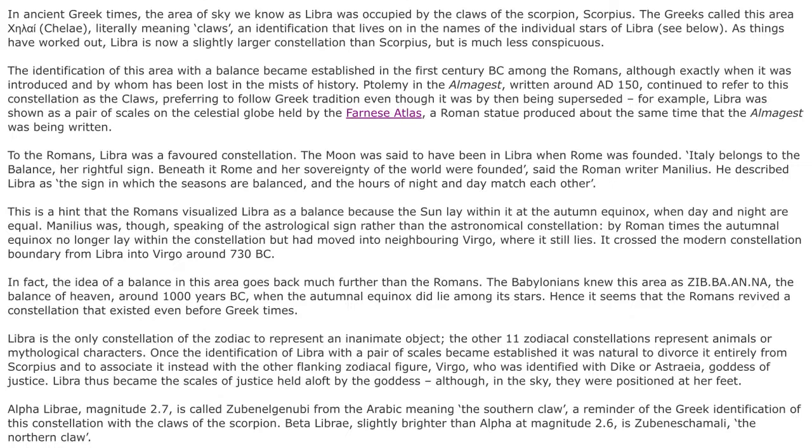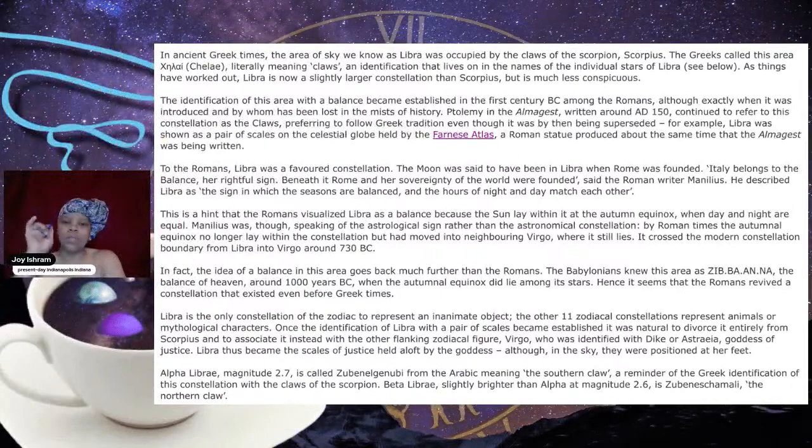In fact, the idea of a balance in this area goes back much further than the Romans. The Babylonians knew this area as Ziba'ana, the balance of heaven, around 1,000 years BC, when the autumnal equinox did lie among its stars. Hence, it seems that the Romans revived a constellation that existed even before Greek times. They didn't revive anything. They stole the claw off the scorpion and birthed the Libra baby.